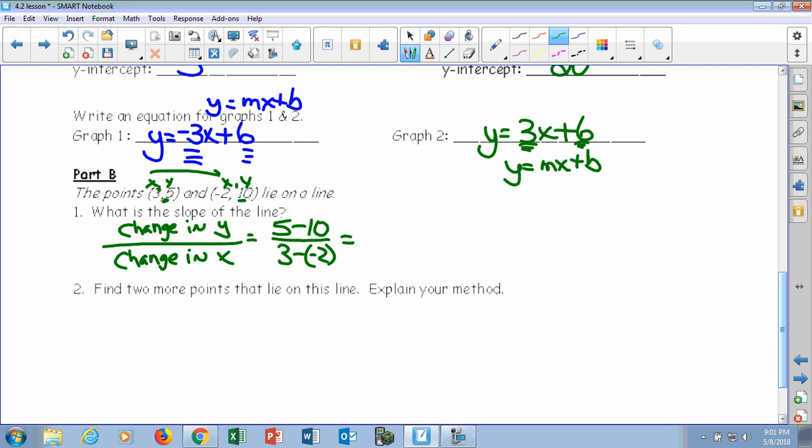So 5 minus 10 is negative 5. And what happens when I take 3 minus a negative 2? I have a double negative here. Right, it turns to a positive. So it ends up being 3 plus 2, which is 5. So when I have negative 5 and divide it by 5, we get negative 1 as our slope for those 2 points. That line has a slope of negative 1.